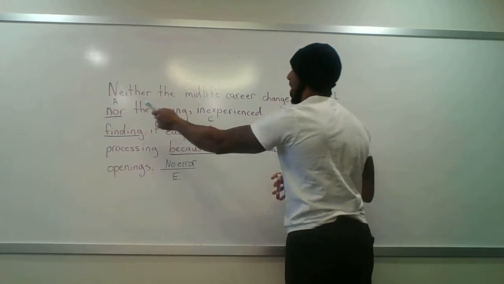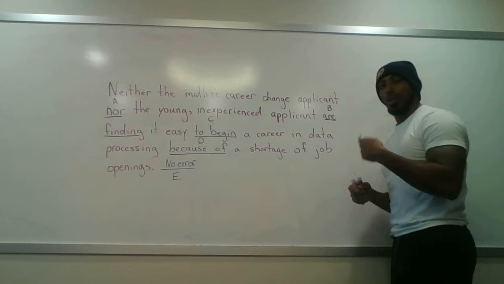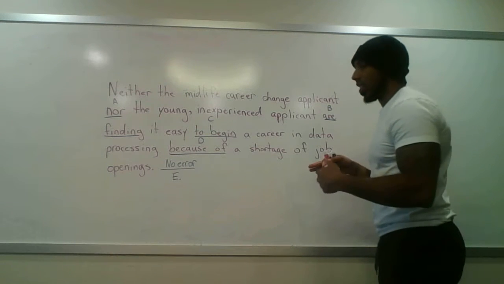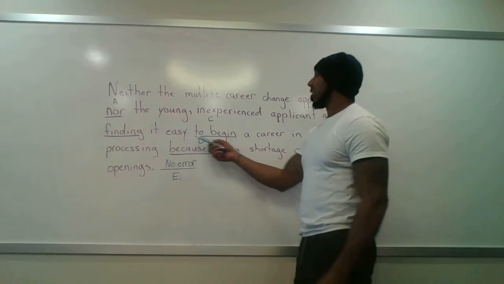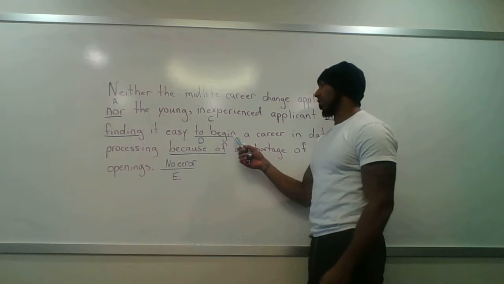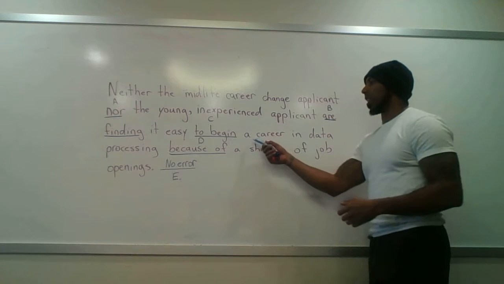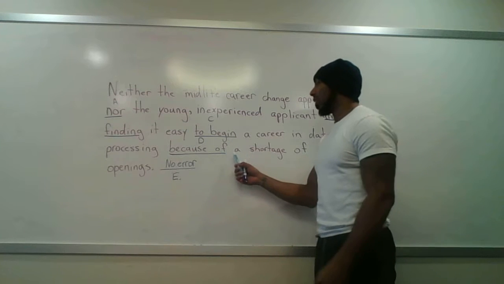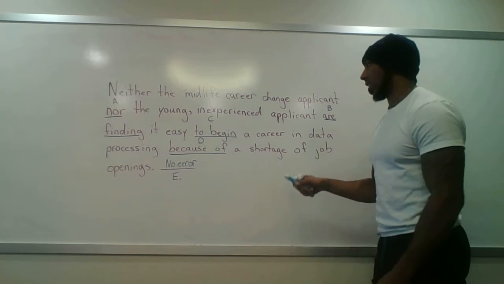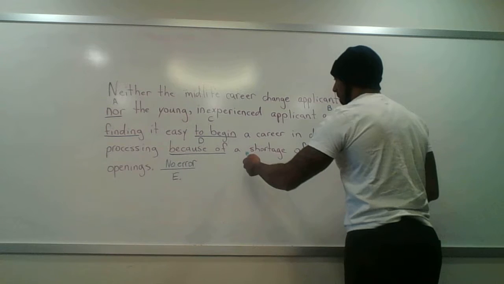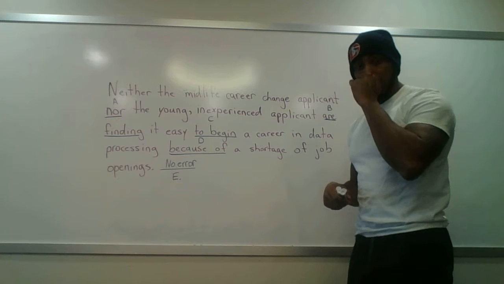Well, let's see. We have a nor. Actually, there's no mistake there, and that actually has something to do with the greater construction that I was talking about earlier. Okay, B, our finding seems okay, right? C, finding it easy to begin. We use the infinitive form of the verb to denote a purpose, to begin a career in data processing because of. We have the conjunction because, and we have of, which should be followed by a reason, right? Well, yeah, they can't find a job because of a shortage of job openings, so that is a reason why they're not finding any jobs. So actually, this looks pretty good, right?